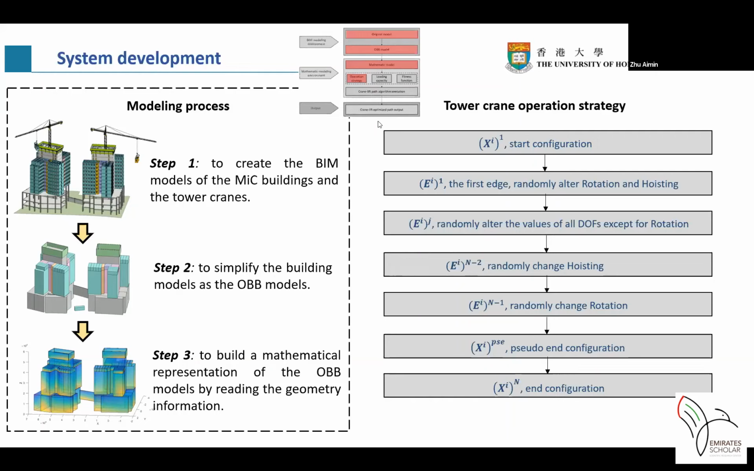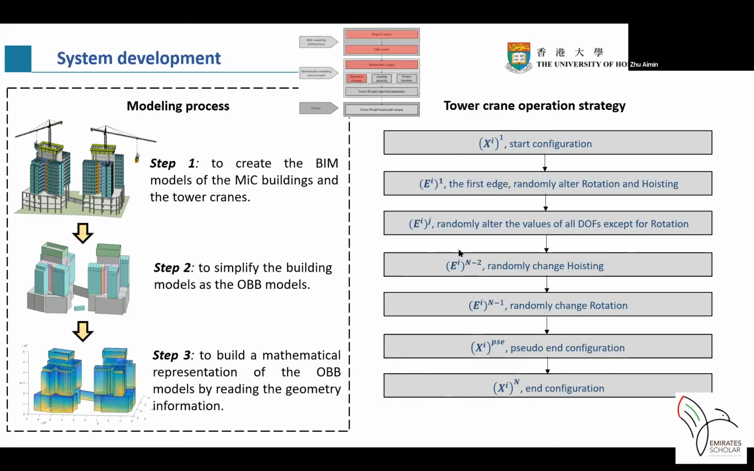And also, I would like to highlight that we consider three major components to conduct the crane-lift issues. The first major component is the tower crane operation strategy. Because if we want to achieve automatic crane-lift path planning, we need to understand how the tower crane hoists the lifting module. So after conducting a literature review and interviews with crane operators and contractors, we designed this crane operation strategy from the start configuration to the end configuration.